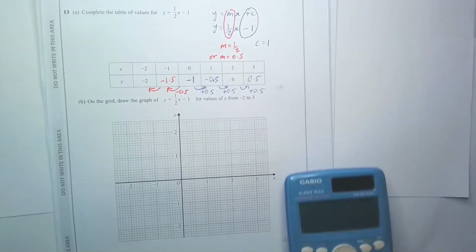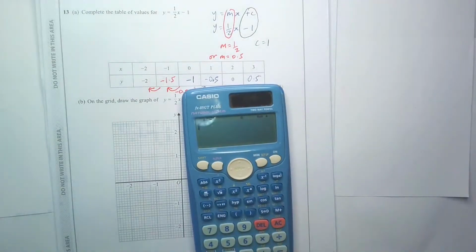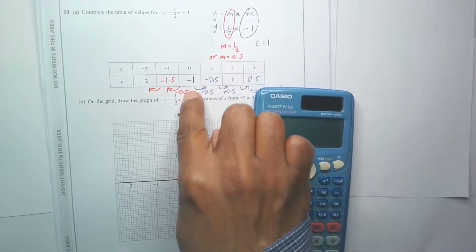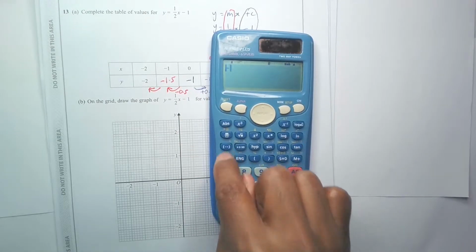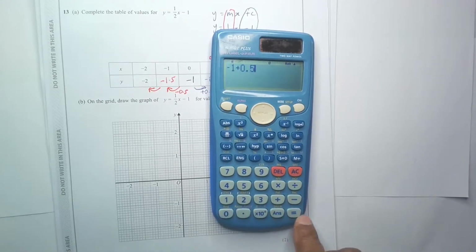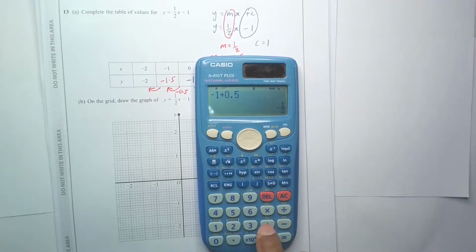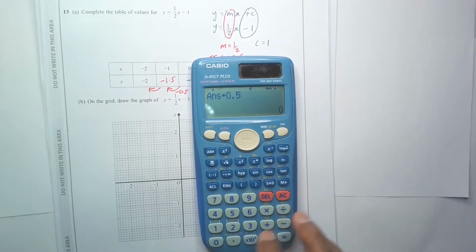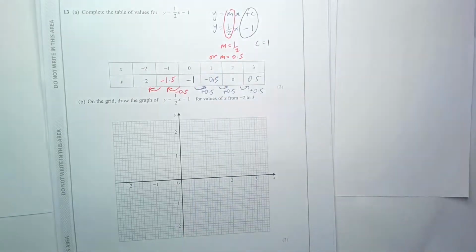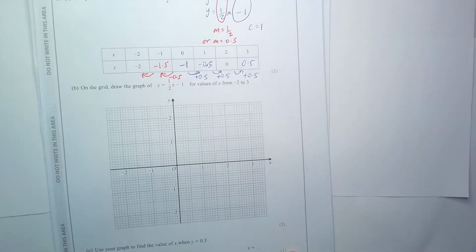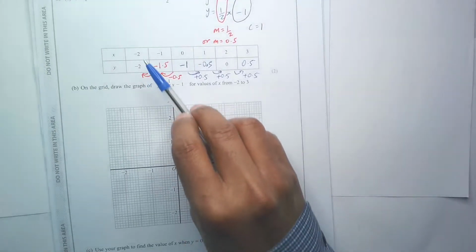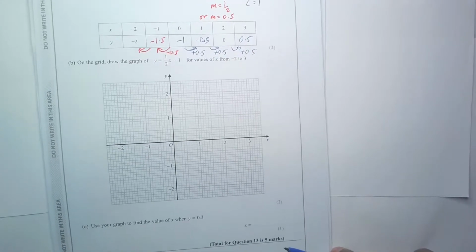And also remember, you've got a calculator, so you can just get your calculator and check that as well. Minus 1 plus 0.5 plus 0.5, and you can just keep going like that just to check your answer. So we've got that. We've done our first part. Well done.